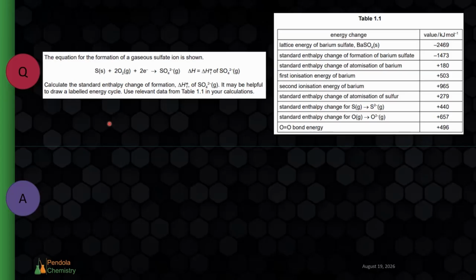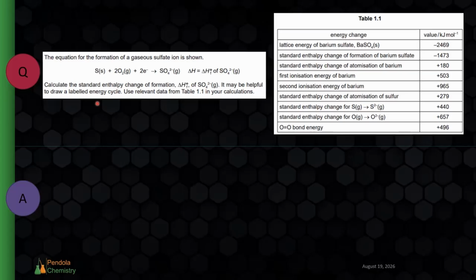So the question says, the equation for the formation of the gaseous sulfate ion is shown. And they give us the equation for the formation, delta HF, of the sulfate ion, SO4 2- gas: solid sulfur plus 2O2 gas plus 2 electrons yields SO4 2- gas. Calculate the standard enthalpy change of formation, delta HF, of the sulfate ion. It may be helpful to draw a labeled energy cycle. Use relevant data from table 1.1 in your calculations. And then they give us a table with a bunch of information.